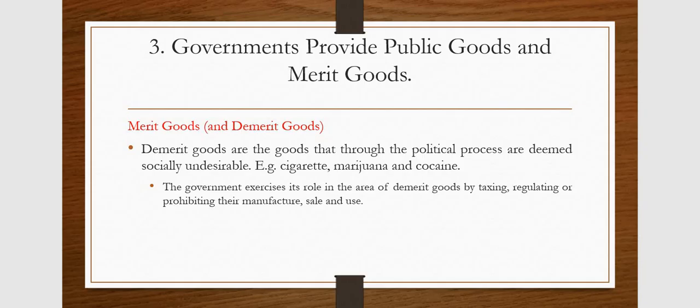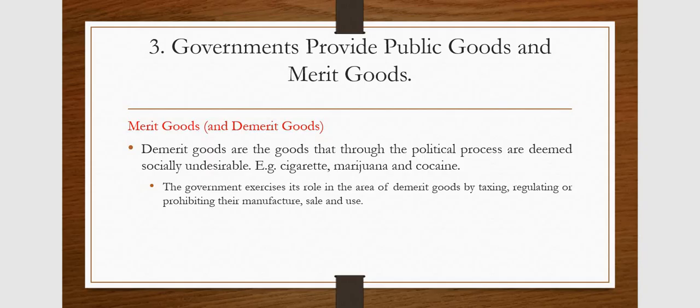So the demerit goods are the goods that through the political process are deemed socially undesirable. Examples are cigarettes, marijuana, and cocaine. And so with these products, the society deems them as undesirable. And so if the society does not accept a particular good and there is production of that good, what the government does is impose tax on that particular product so that it will discourage consumption, right? So let's say cigarettes, marijuana, cocaine, right?